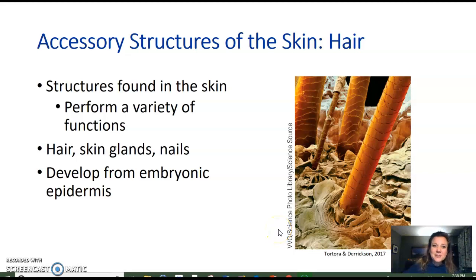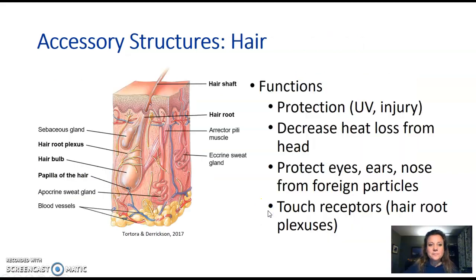Welcome back, anatomy students. We're going to talk about the accessory structures of the skin. These include the hair, the skin glands, and the nails. You might be interested to know that these all develop during the embryonic stages of development. But let's talk about the hair first.